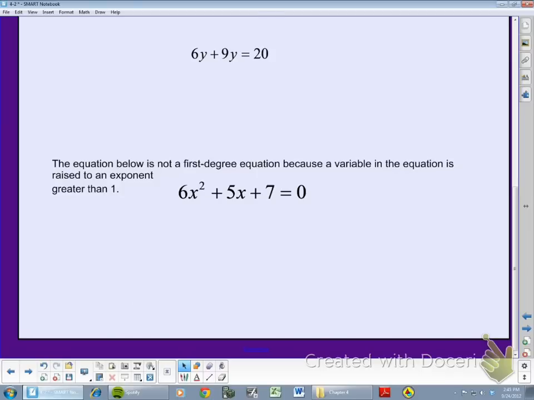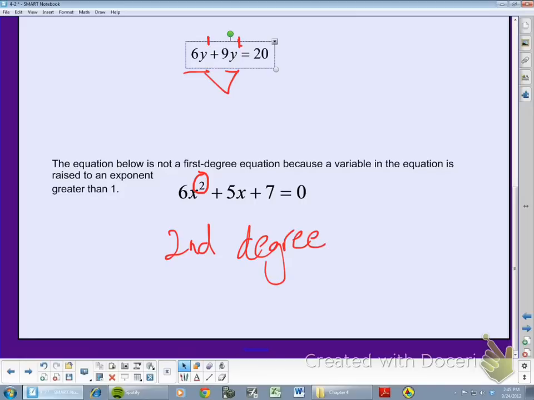Okay, another example of a first degree equation would be this one right here. So we have 6y plus 9y is equal to 20. We're going to end up considering those like terms because they have the same variable raised to the same exponent. Okay, now this is a first degree equation because every variable I see, this one and this one, are raised to the first power. The equation below is not a first degree equation because a variable in the equation is raised to an exponent greater than 1. So there we go. This is actually called a second degree equation. And we'll learn about those later on in the year.